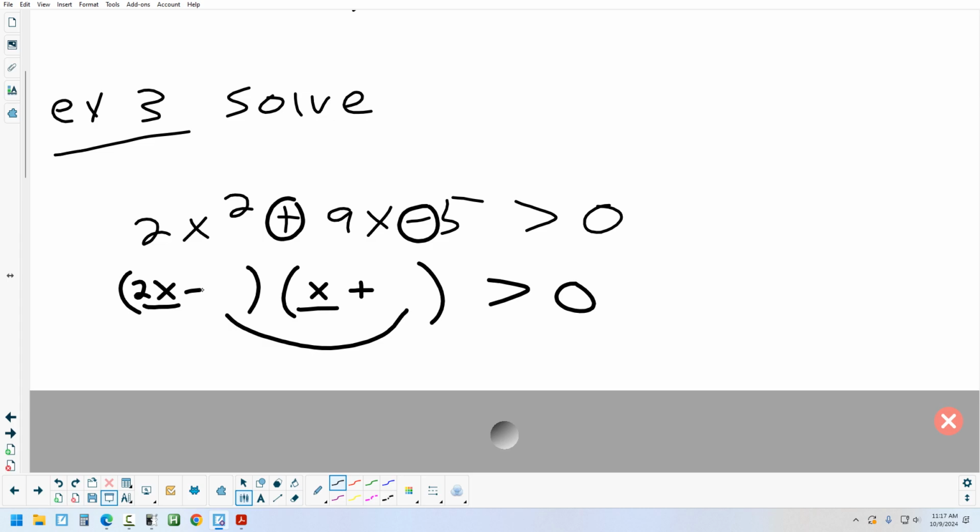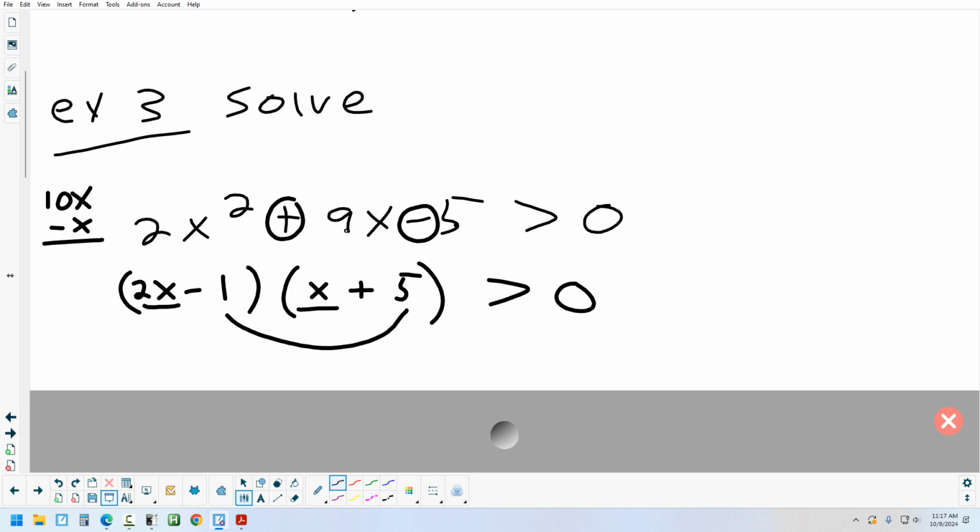And now 2 numbers that multiply to give me 5. Yeah? 5 and 1. 5 and 1, and I'm going to do them in that order. Let's check it. 2x times x is 2x squared. 2x times 5 is 10x. What's x times negative 1? Negative 1x. And if you have 10x and you take away 1x, do you get 9x? Yeah, perfect. And we factored it correctly.